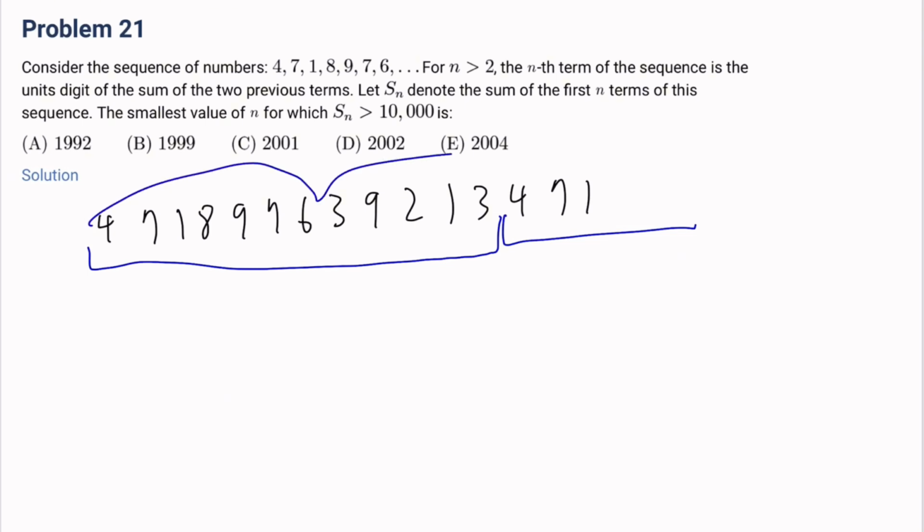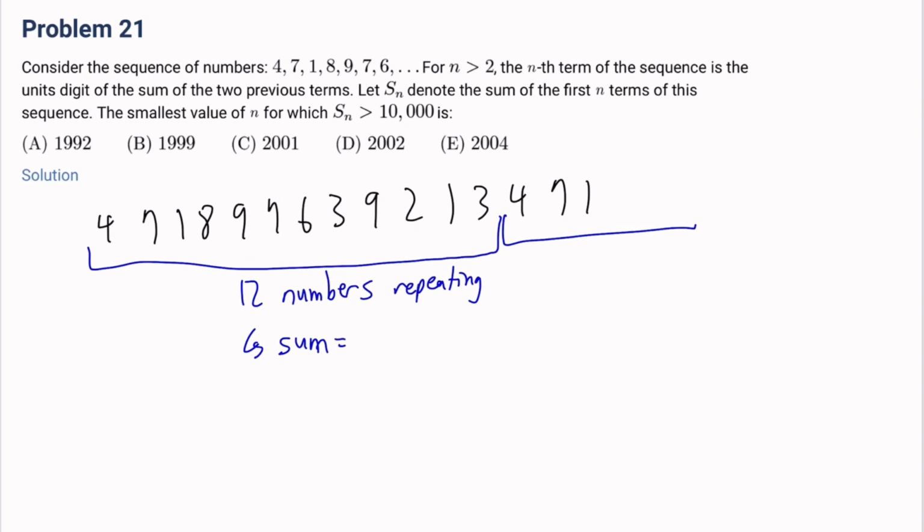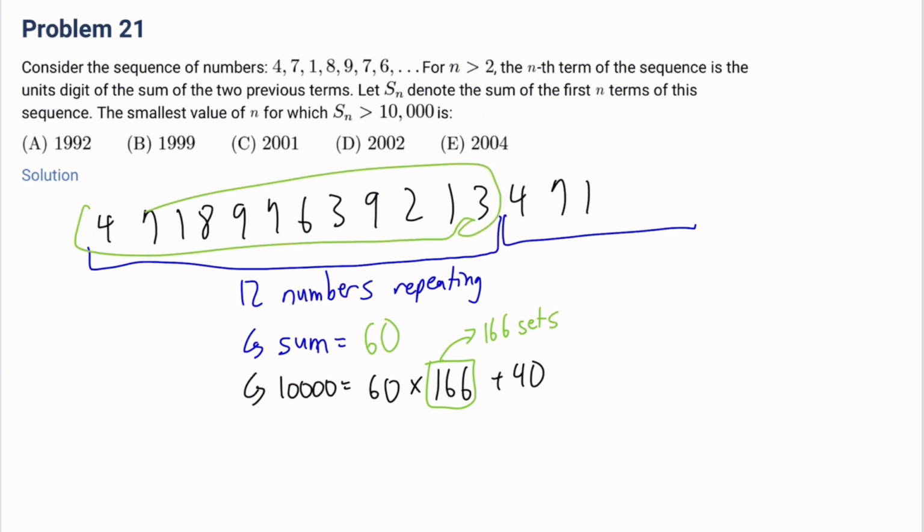And so this is 12 numbers repeating, and so their sum is 60 in total. Their sum is 60, right? And so using this, we want the sum to be approaching 10,000, right? So 10,000 is 60 times 166 plus 40, right? So this 166 means we have 166 sets of these 12 numbers, right? And we have to make the sum be 40.